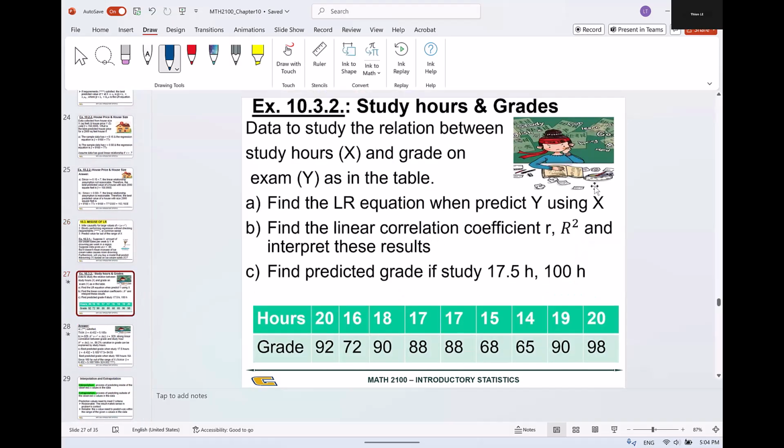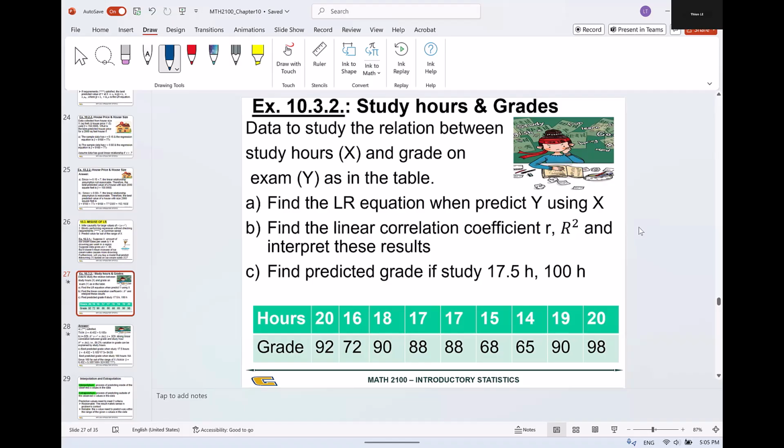Study hours and grade. Here's the data, used to study the relationship between study hours and grade on an exam, Y here. Find the linear regression equation when predicting Y using X here. Then find the linear coefficient R squared, and interpret the results, right? And find the predicted grade if you study 7.5 hours. So there are three parts, right? The first part is to predict grade using the hours studied.